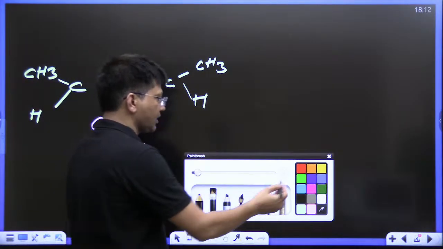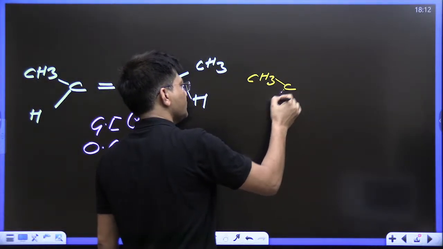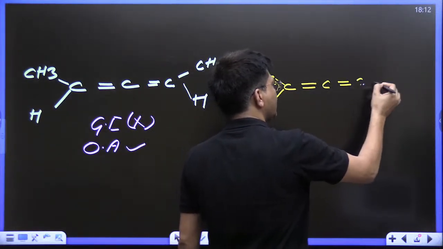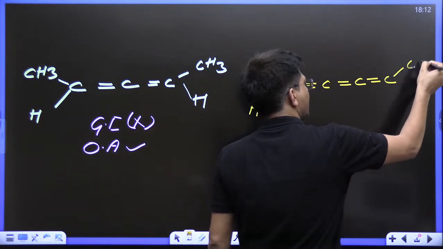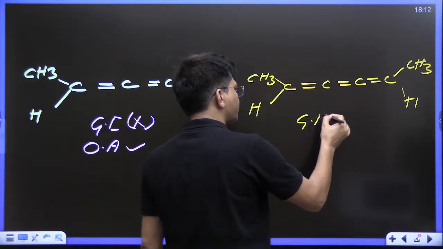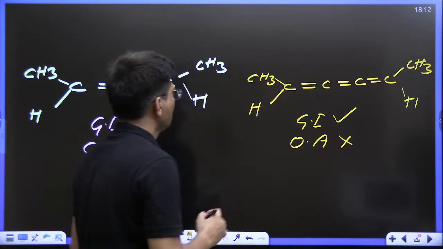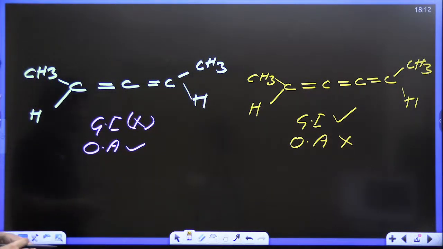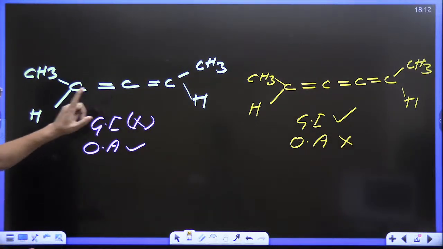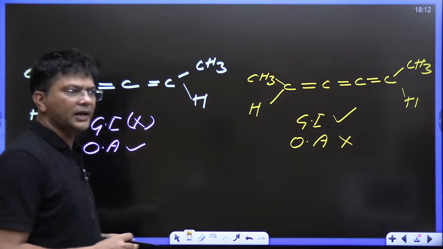Now let me draw another compound. See to it: CH3, CH, double bond C, double bond C, double bond C, CH3 and H. Now if I say this compound will show geometrical isomerism, the answer is yes. Optically active? No. So if you see these two compounds, this one will not show geometrical isomerism, but that will. This is optically active, but that is not optically active.